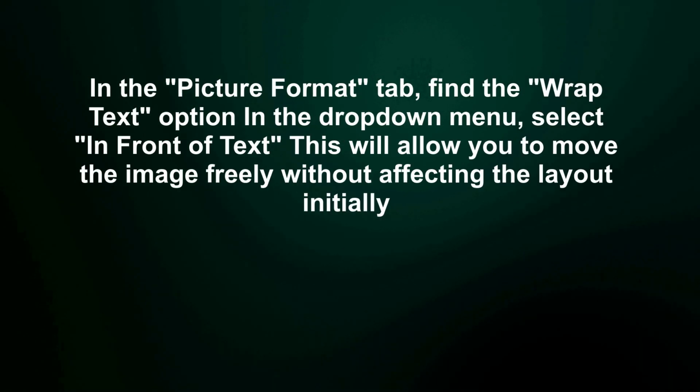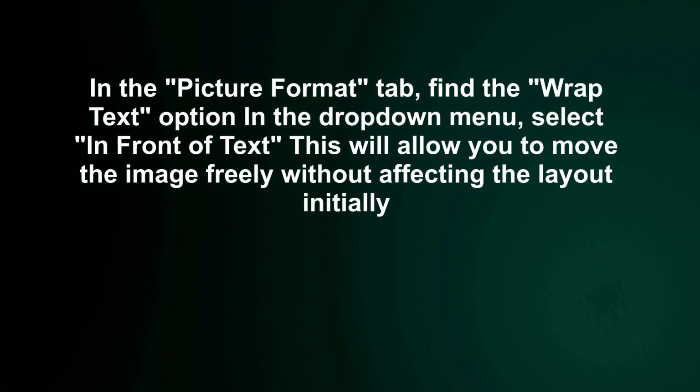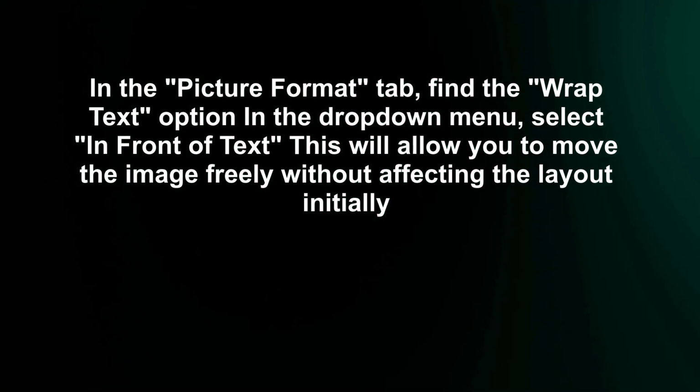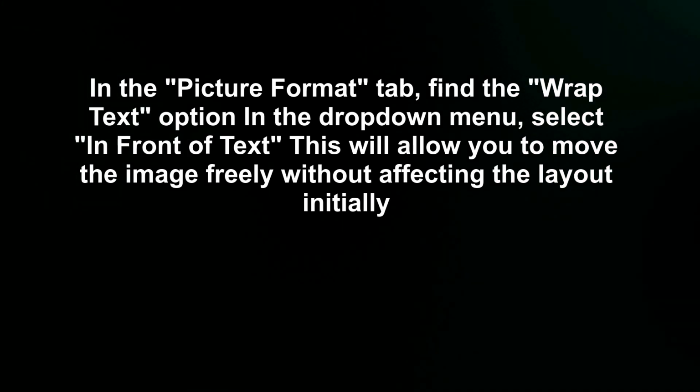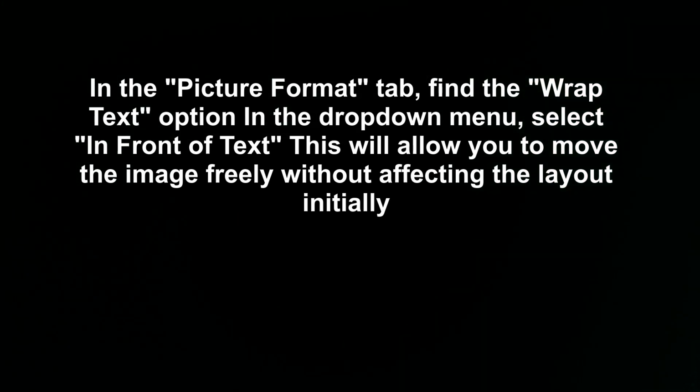Your image should now be visible in your Word document. Click on the image. This will activate the Picture Format tab at the top of the Word window. In the Picture Format tab, find the Wrap Text option in the drop-down menu. Select in front of text. This will allow you to move the image freely without affecting the layout initially.